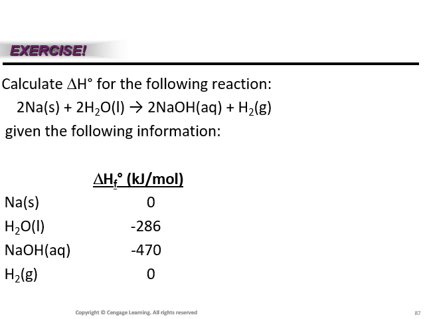So let's do this one real quickly. We're a couple of minutes over. So here's our reaction. We want to find delta H for this reaction. So delta H for this reaction is what? Well, it's the delta H of formations of the products minus the reactants.